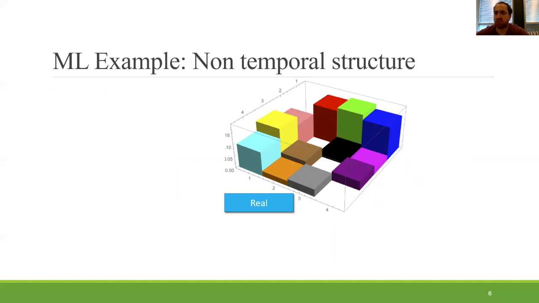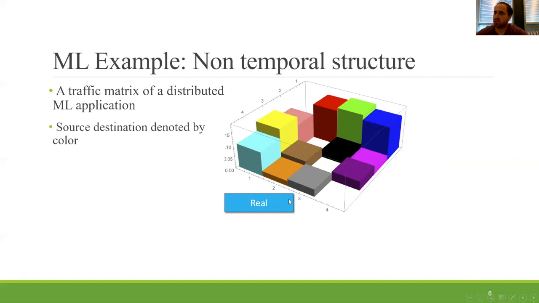So let us look into the non-temporal structure first. Here we have a traffic matrix from a distributed machine learning application from a 4x4 network of 4 GPUs. Each source and destination GPU is denoted by a different color, and the height of each column in this traffic matrix denotes the amount of traffic between these two pairs. So can we see some structure in this matrix?